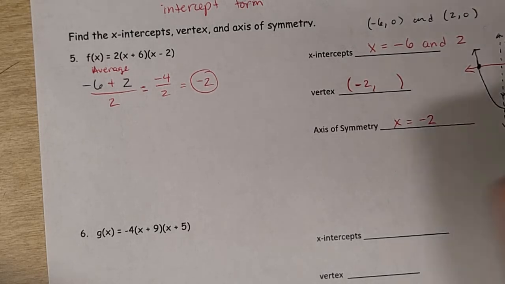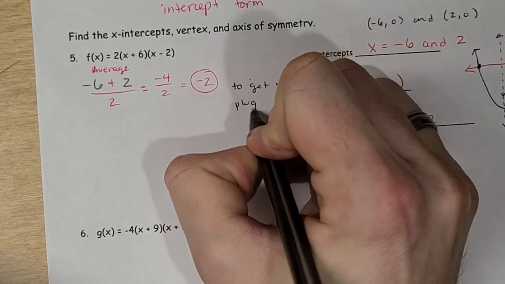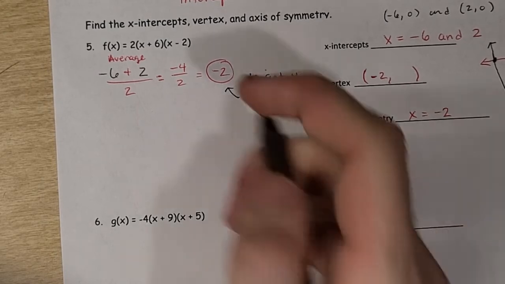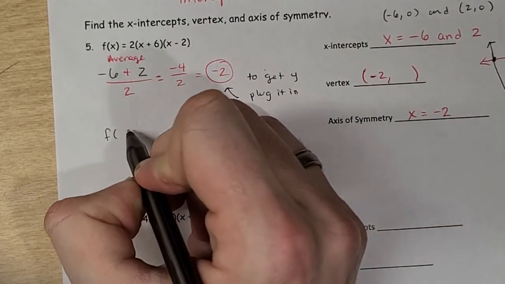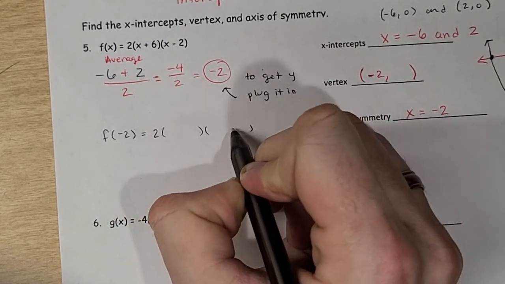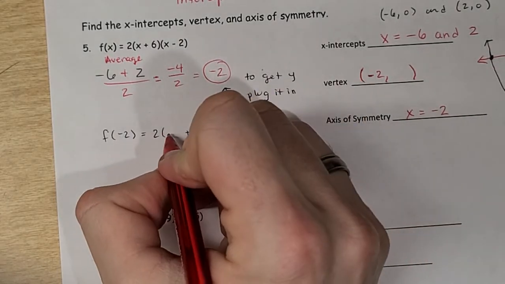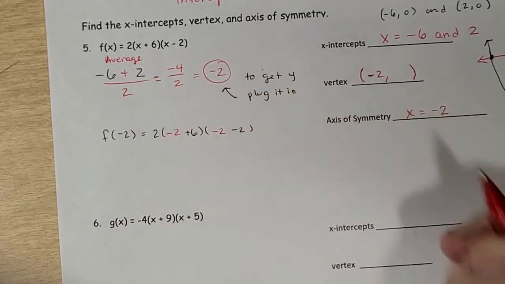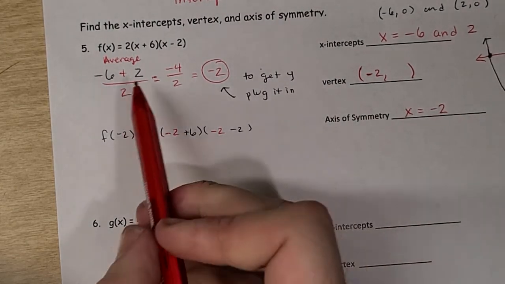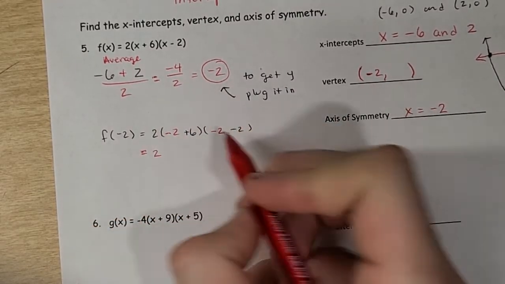If I want the y part of my vertex, to get y, you're going to plug it in. We've done that like 17,000 times. So I'm going to take f of x and I'm going to plug in negative 2. So 2 times x plus 6, x minus 2. So every time I see an x, I'm going to plug in negative 2. And this is just into the original equation. That original equation, 2 times x plus 6 times x minus 2. You can punch this all in or you can do it by hand.